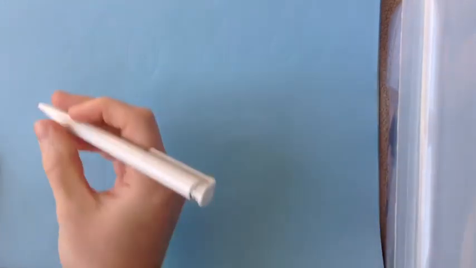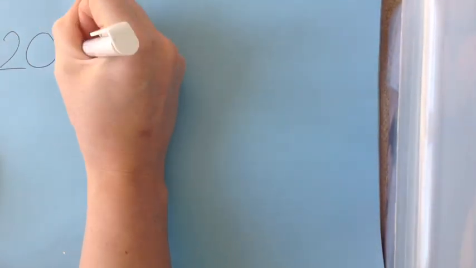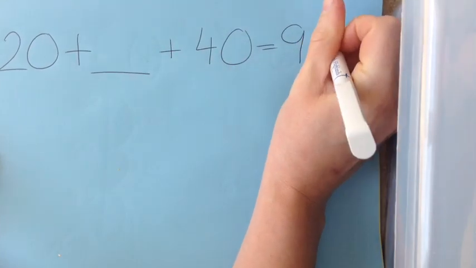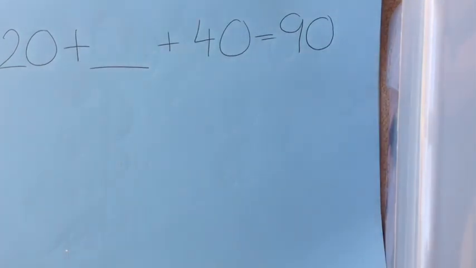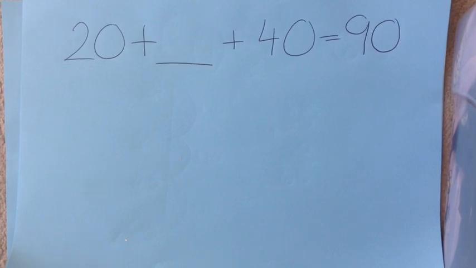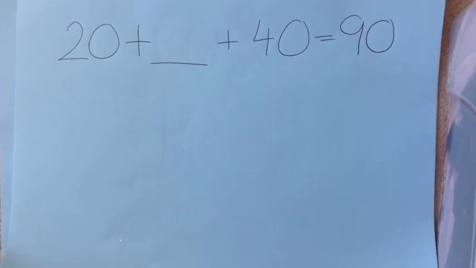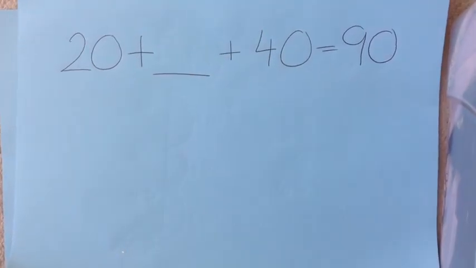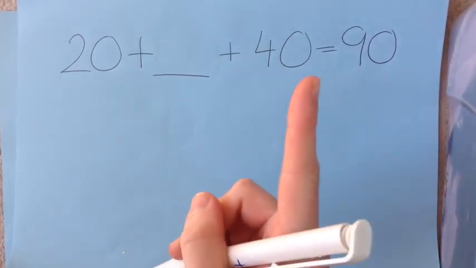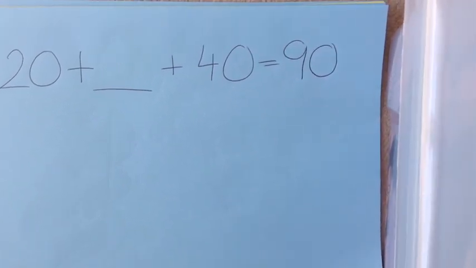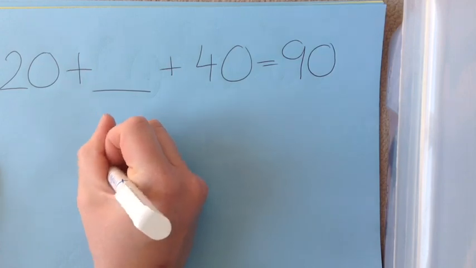Our next operation that we're going to look at is subtraction, but you're probably going to wonder why. So I have a missing number sentence here, and I've already been given the answer. It says 20 add 40 equals 90. Now this is a 2-part question. I need to find the missing number, but there are 2 things that I need to do. The first thing I need to do is to find out how much 20 add 40 equals. So I'm going to do that first of all.